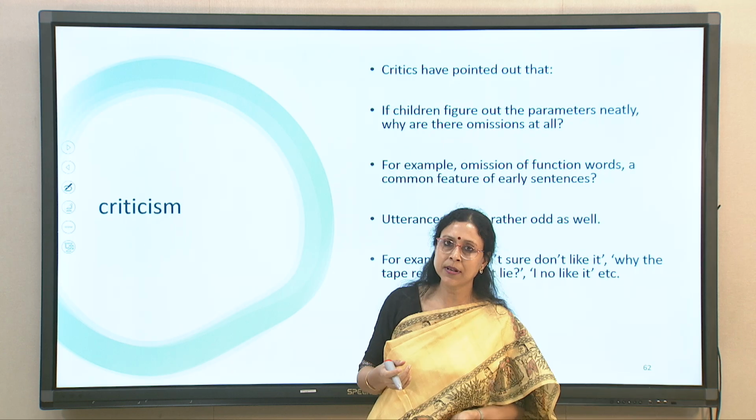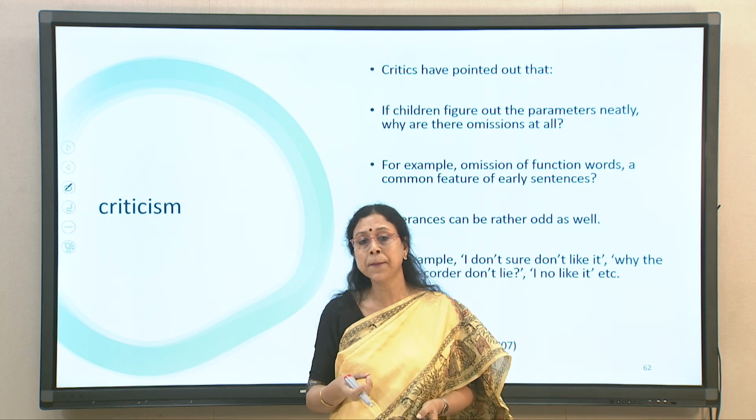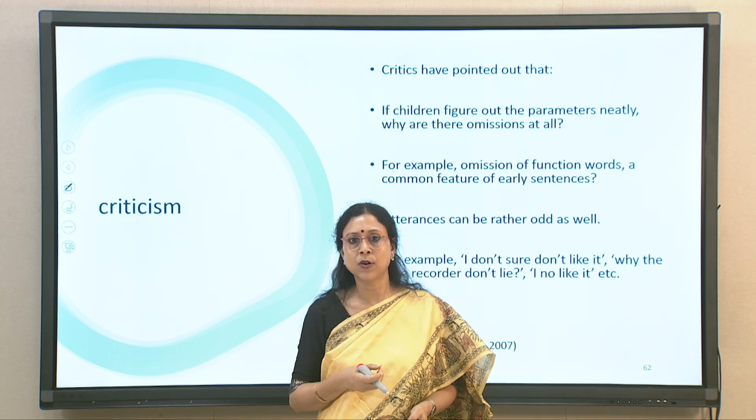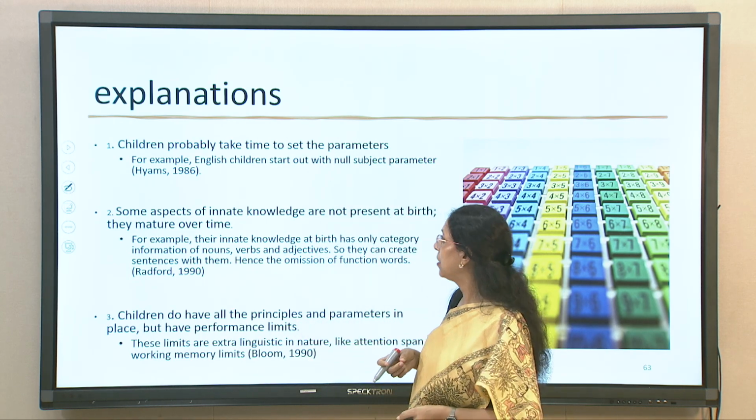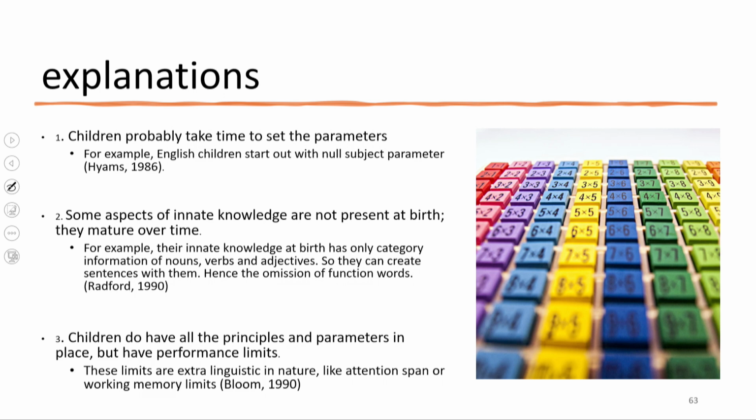If the principles and parameters are there already for children to figure out very early, these things should not be there at all. So, these are some of the criticisms, and there have been some explanations for them as well. The primary idea is that they take time. They do have the parameters there, they do have the principles also in place, but children take some time. For example, English children start with the null subject parameter and then eventually they figure out that it will not work. Some aspects of innate knowledge are not present at birth, some mature over time. This also has been proposed as another possible explanation.